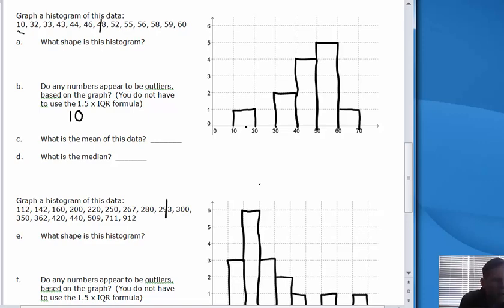We could check it using the formula, but just by inspection, that appears to be a point that sticks out. The mean of this data is what you get if you were to add all these numbers and divide by how many there are. If you actually did that with this set of data, you would find that the mean is 45.8, which would put the mean kind of in this area right over here.